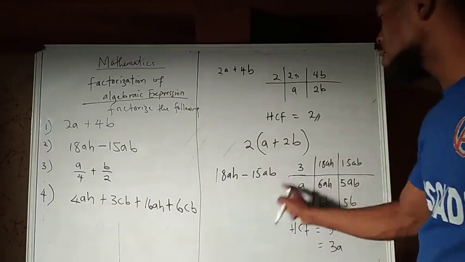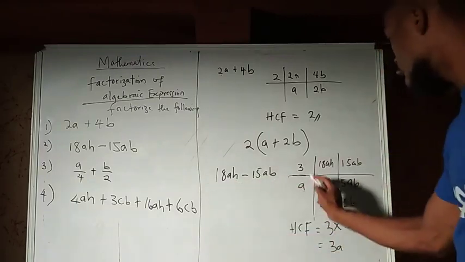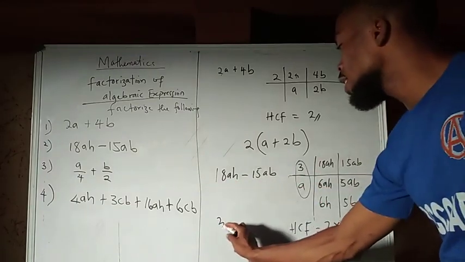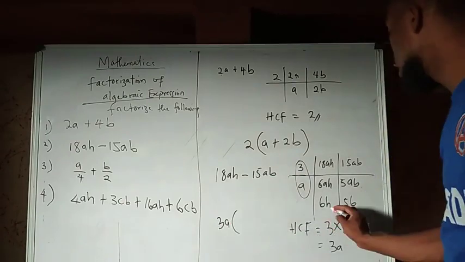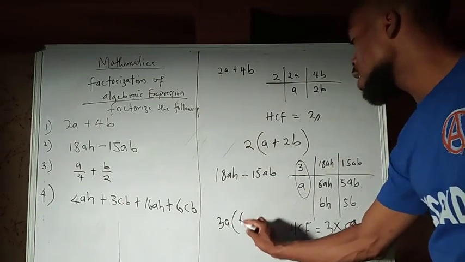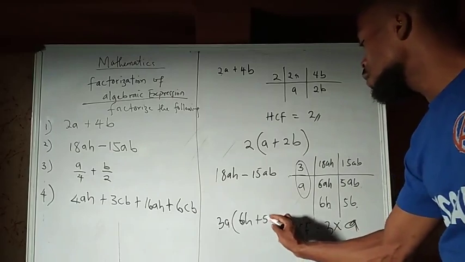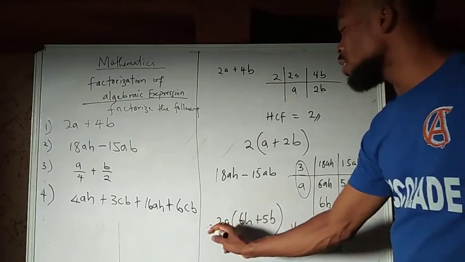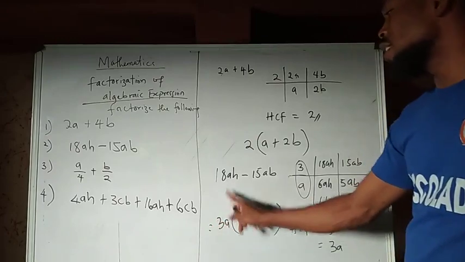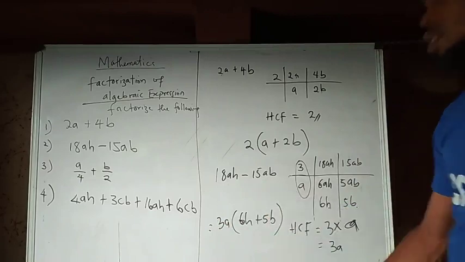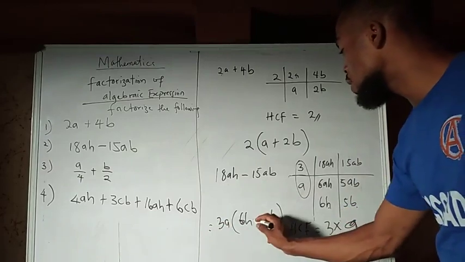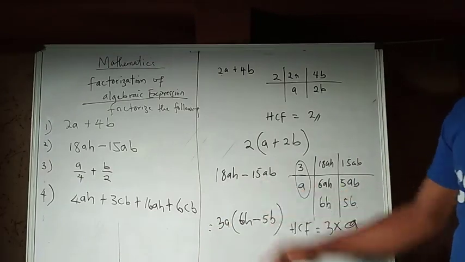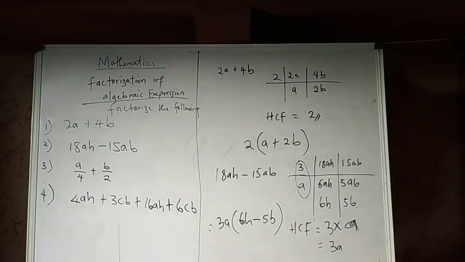So I'm going to write this expression as the highest common factor, 3a, times the bracket of what is left, 6h minus 5b. With this, I have been able to factorize this. Now you can check this out. If I multiply this out, I get this. This is supposed to be a negative sign. If I multiply this, I get this. It's a minus because of the minus here.